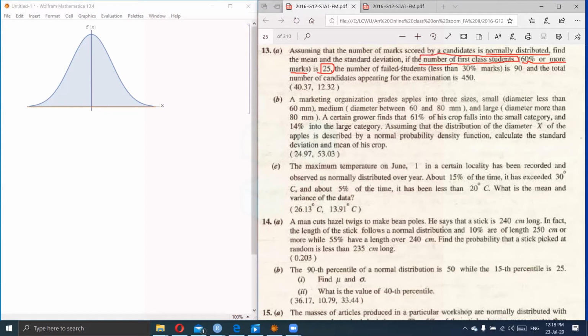The number of failed students. Next one is given, failed students, and the failed students are 90. So these are 90 students who are going to fail because their marks are less than 30%. So the criterion to fail is less than 30%.